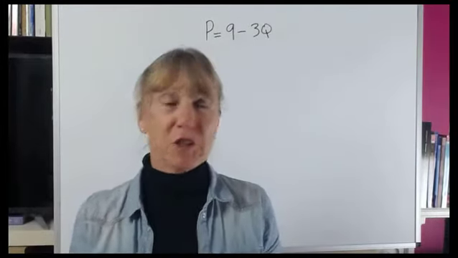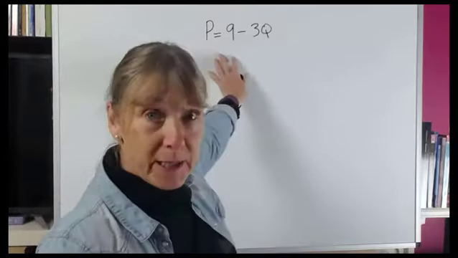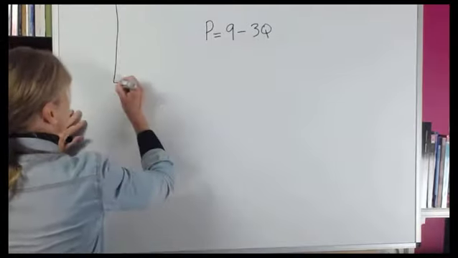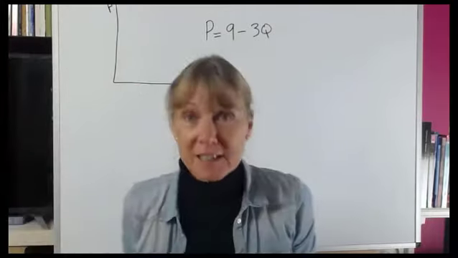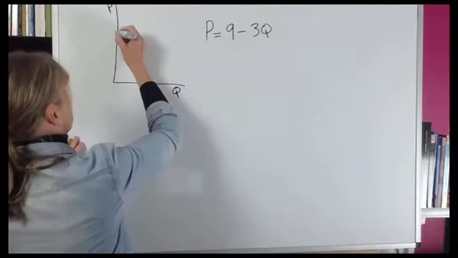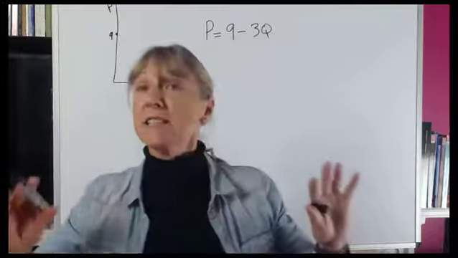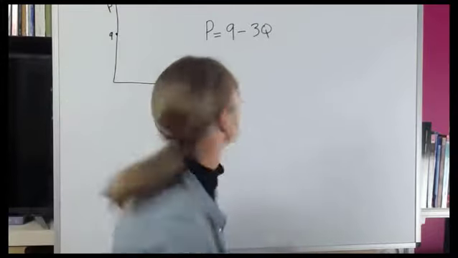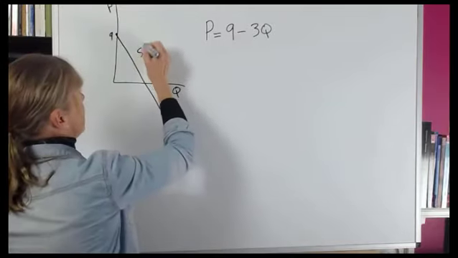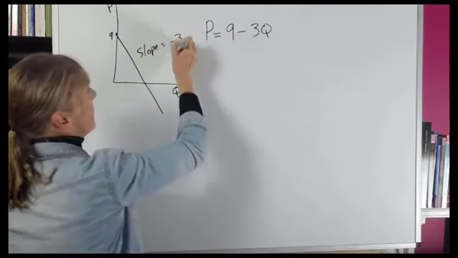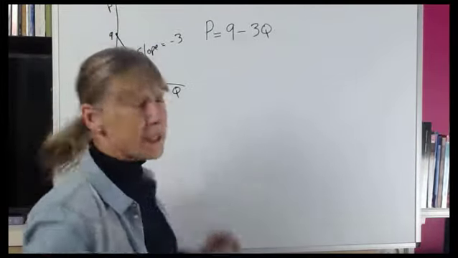So let's look at another function. P equals 9 minus 3Q. So this time P is on the vertical axis. And this one is going to cross the vertical axis at 9. But what do we notice about the gradient? It is a negative, so it's a downward facing one. So it's coming down. Yeah, fairly steep, so minus 3. So that's what that one looks like.